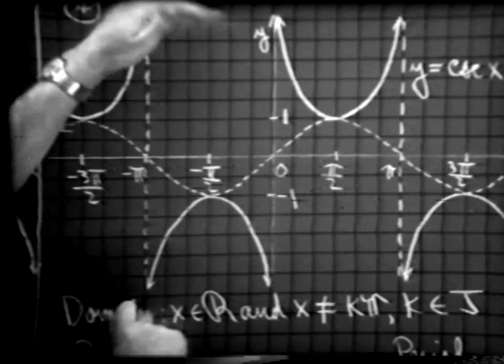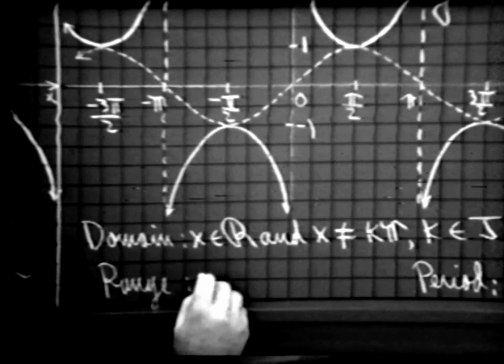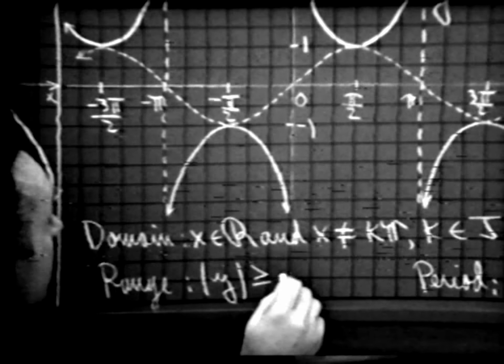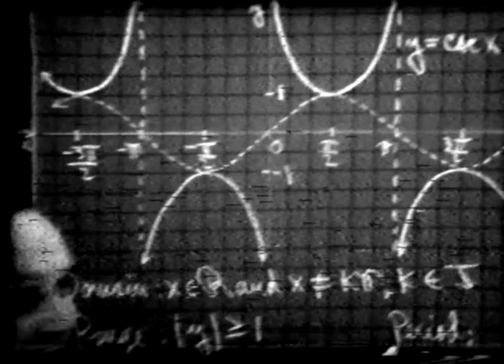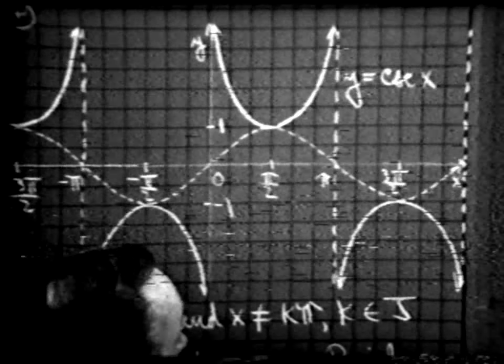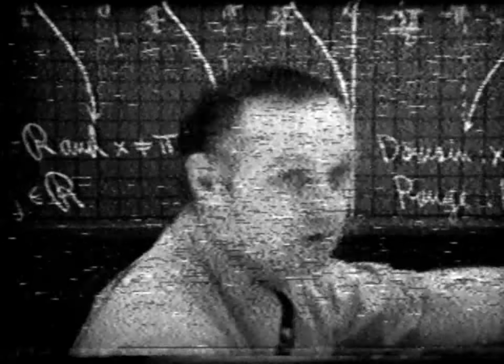Also, what can we say about the range of this function? Again, you were outside of this interval. And Rick, what can we say about that range? The absolute value of y is greater than or equal to 1. Very good. And also, what can we say about the period of this function? And we can see that it is going to be 2 pi, also 2 pi. Of course, the period of the sine function we know is 2 pi, and so its reciprocal, you suspect, is going to have the same period.